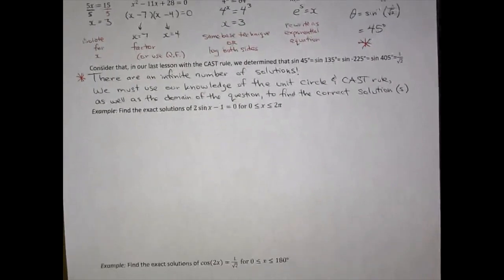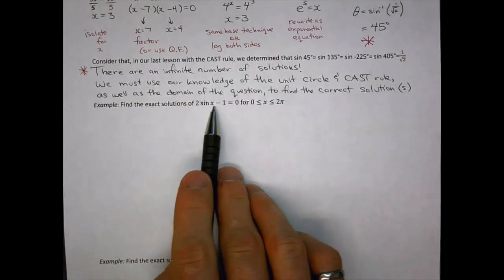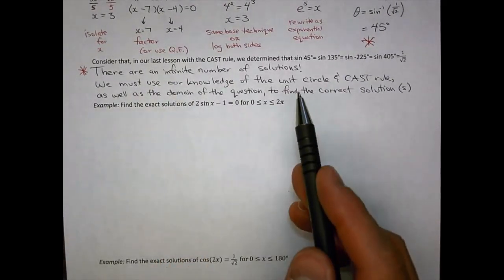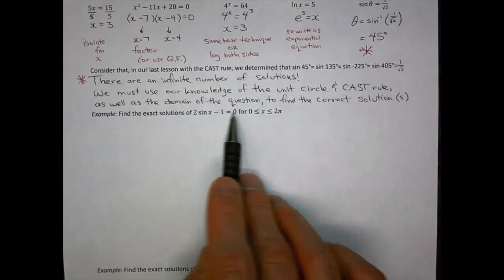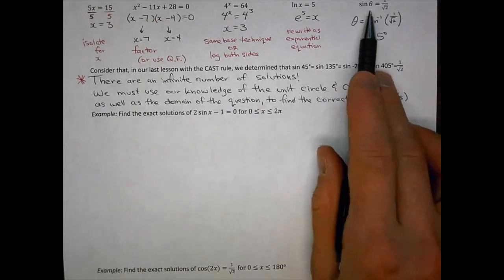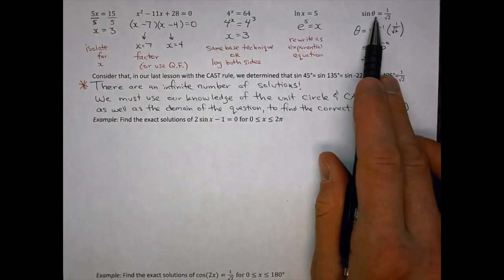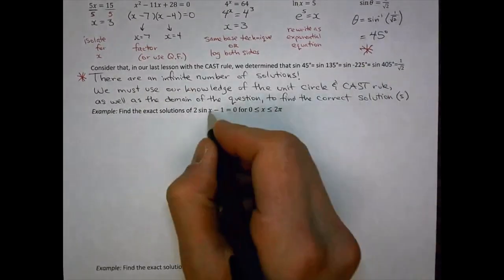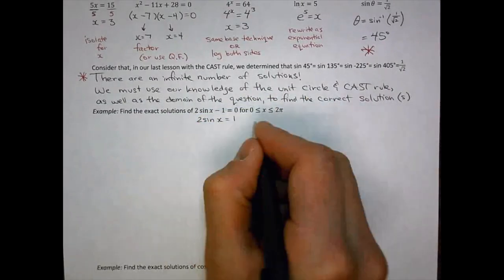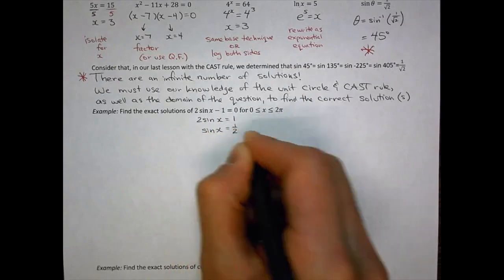So let's do a question. Let's do a trig equation. So I have 2 sine x minus 1 equals 0. Look at that. It's an equation with one unknown, so I should be able to solve it. And then I've been given a domain. So the first thing I want to do is get this to the point where I have the sine of some variable all by itself. So I'm going to bring the 1 to the other side, so I end up with 2 sine x is equal to 1. I'm going to divide both sides by 2, so I end up with sine x is equal to 1 over 2.